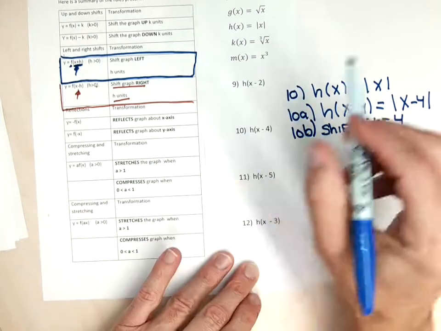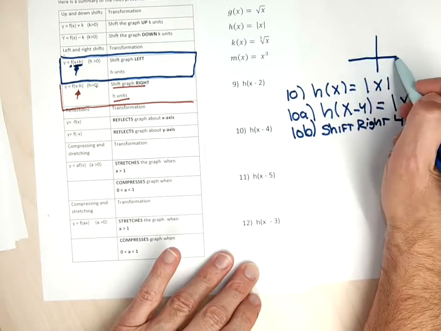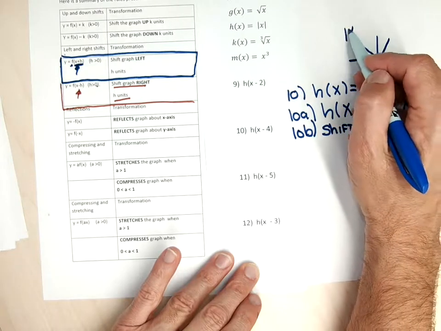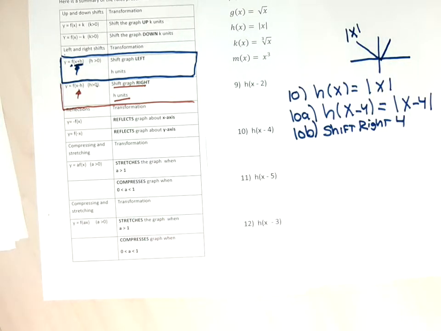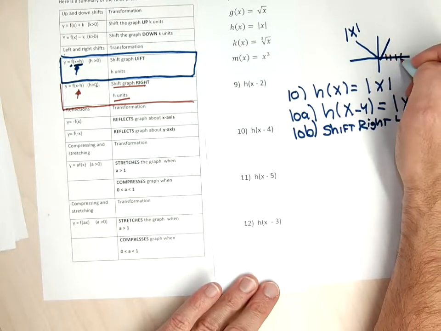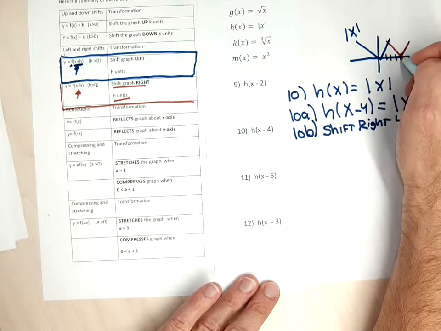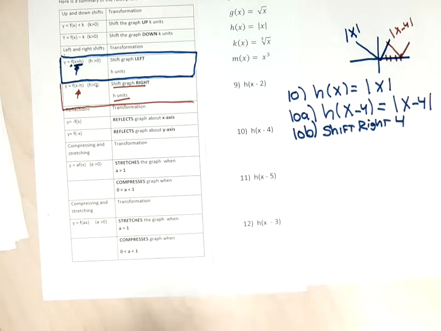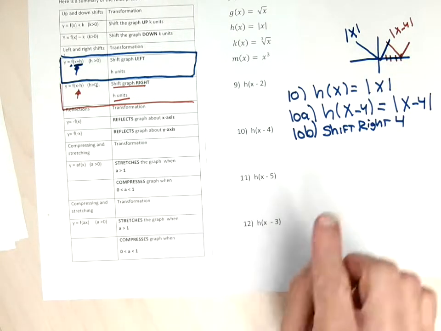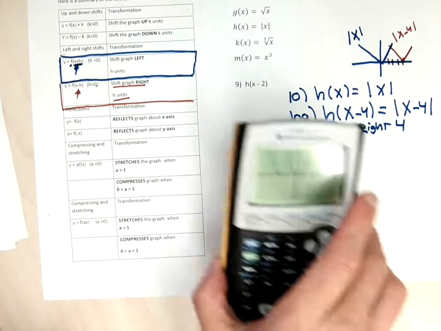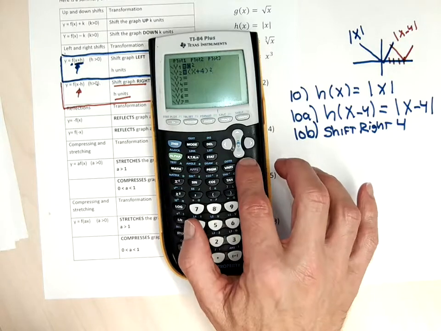So I'm going to say it's going to shift to the right 4 units. And when I go to do this on my calculator, just to show you, the absolute value of x is just a v centered at the origin. The absolute value of x minus 4 is going to be that same v, but shifted to the right 4 units, because putting a minus inside parentheses in function notation takes a graph and bumps it over 4 units.